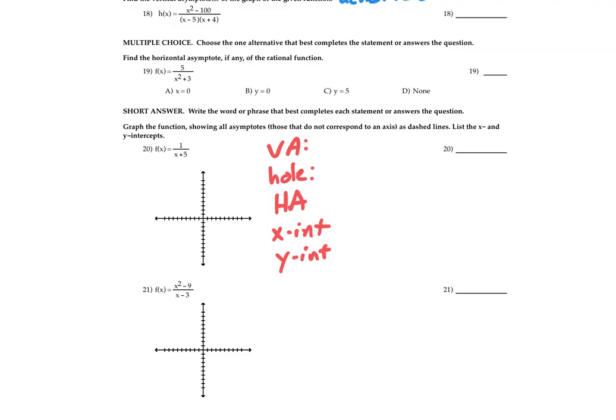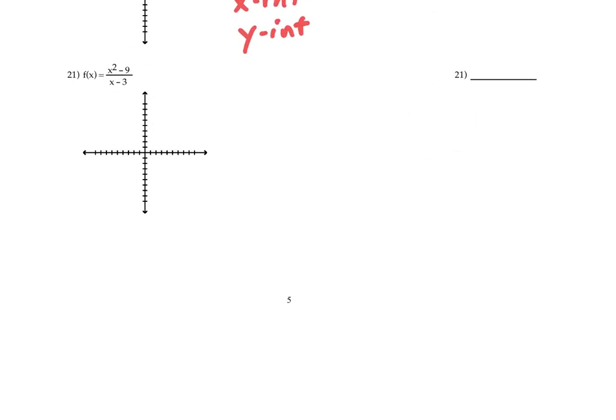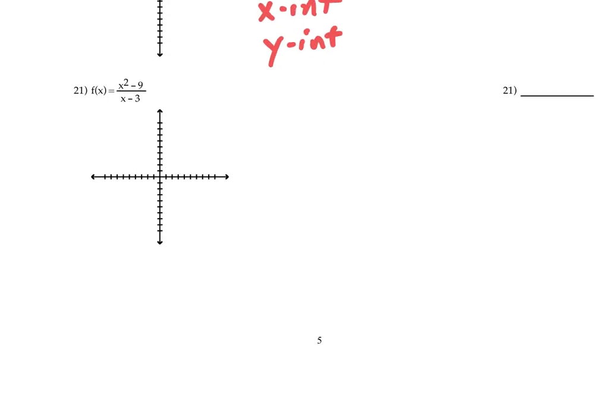Can you give me other points and things like that? For sure, but the asymptotes are a really big deal, and then the x-intercept and y-intercept just kind of help you guide the graph a little bit. All right, so let's do number 21 together, just because it has a little bit of everything in it.